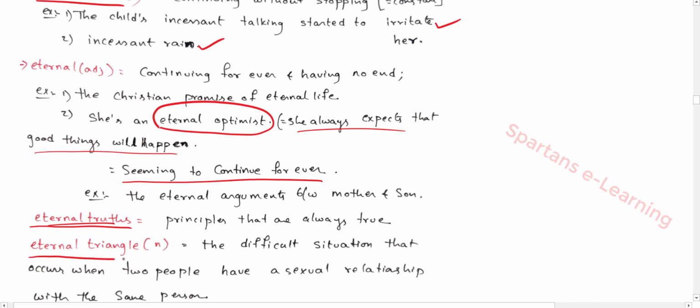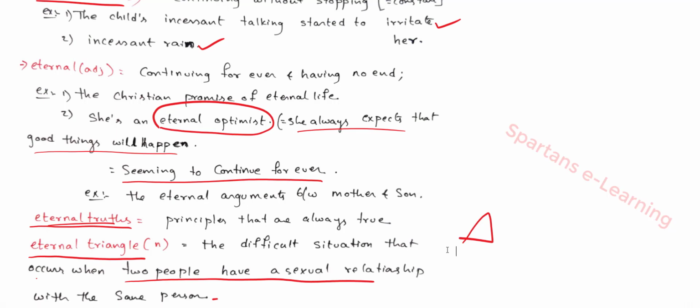Similarly, eternal triangle, this is a completely different meaning. Eternal triangle means the difficult situation that occurs when two people have a sexual relationship with the same person. So having a sexual relationship with the same person is called an eternal triangle, right?